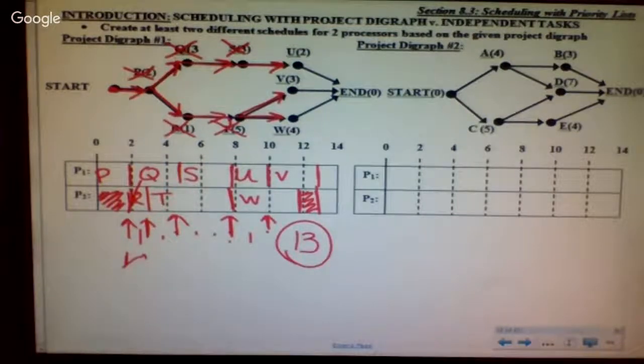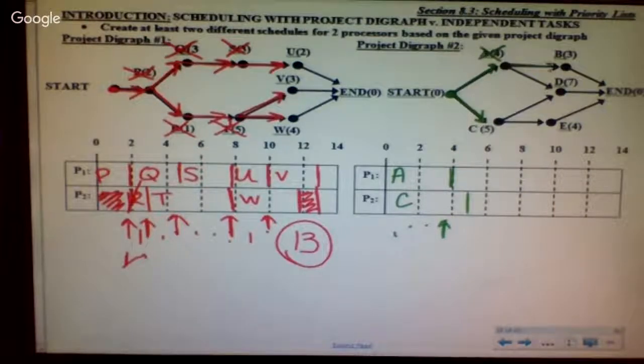Okay, take a look at this one. I've got 2 processors. From the start, I have 2 tasks that are ready. So I can schedule 1 for one processor, 1 for the other. So A takes 4 and C takes 5. Once everybody's working, you start looking at the chart. At 1 hour, they're working. At 2 hours, they're working. 3 hours, they're working. 4 hours, processor 1 has stopped. They're done with A.